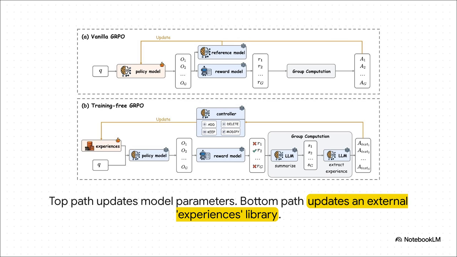See that top path? That's the old way. The update arrow goes right back into the policy model, changing its guts. But now, look at the bottom path, the new training-free method.